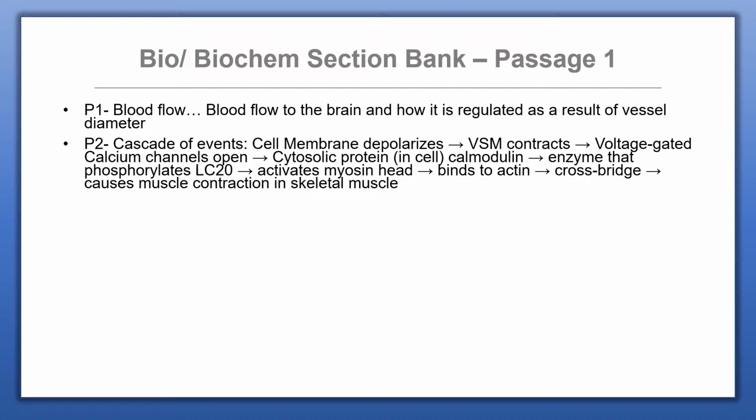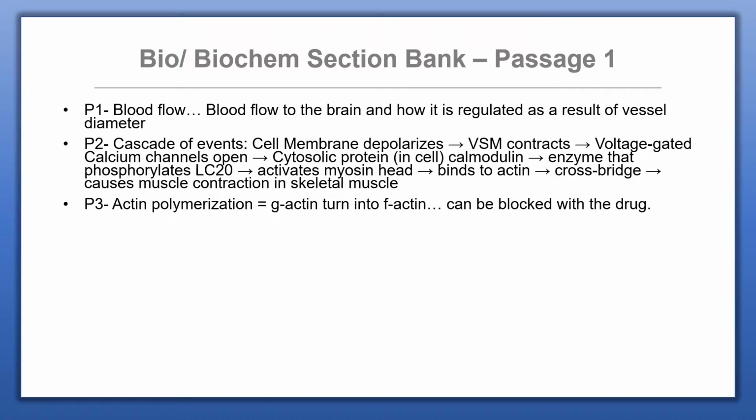As we continue going through, we see that they're talking about actin polymerization and how when actin is polymerized, it turns the G actin into F actin. And it says that it can be blocked with a drug. So what this means is that as more and more actin is polymerized, the ratio of F actin is going to increase relative to the G actin. Because the G actin would be decreasing in number, the F actin would be increasing as actin polymerization continued.